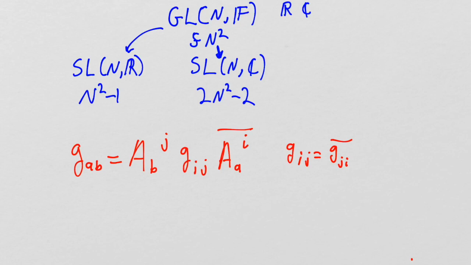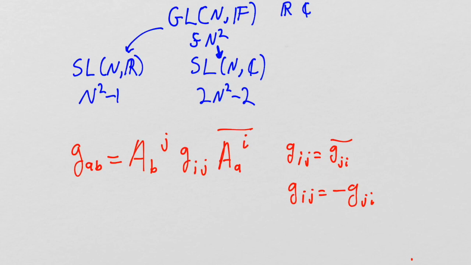And those restrictions look like this. The metric transforms given if A is a member of the general linear group. This is how it transforms for the sesquilinear case. And the metric is presumed to be Hermitian symmetric for the sesquilinear case, and in the bilinear antisymmetric case, it's Gij equals minus Gji, and there's no bar.